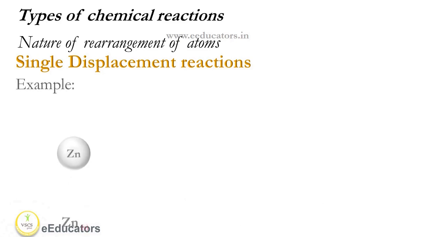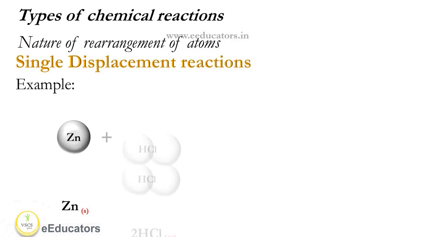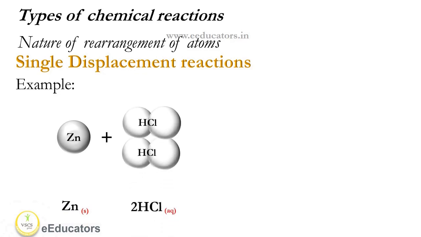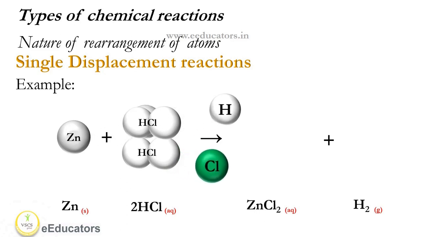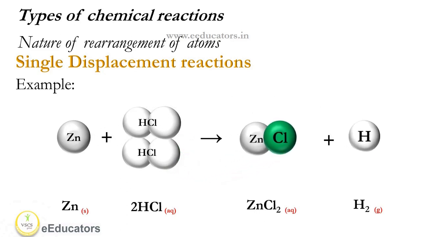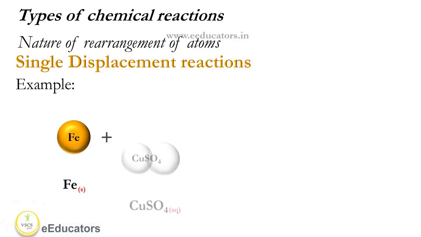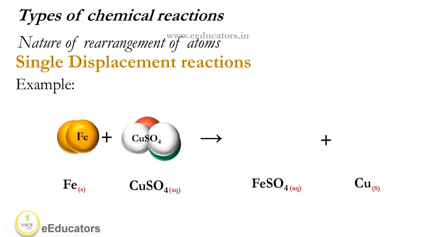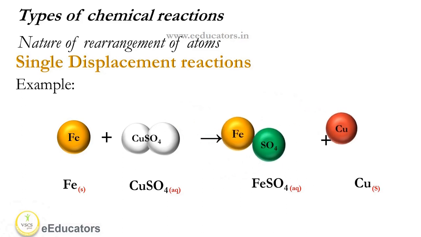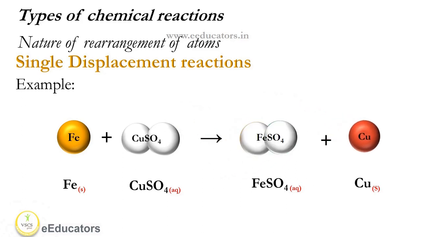Example. Let us take the zinc metal in reaction with hydrochloric acid. Hydrogen is displaced by zinc metal and forms zinc chloride and hydrogen gas. Another example is iron metal in reaction with copper sulfate. Iron displaces the copper from its aqueous solution and forms ferrous sulfate and copper. This can be observed by keeping an iron nail in a copper sulfate solution. The reaction results in copper deposition on the iron nail and a ferrous sulfate solution.